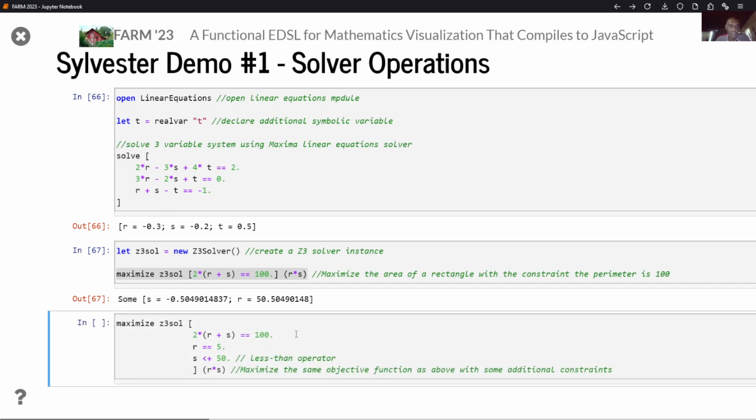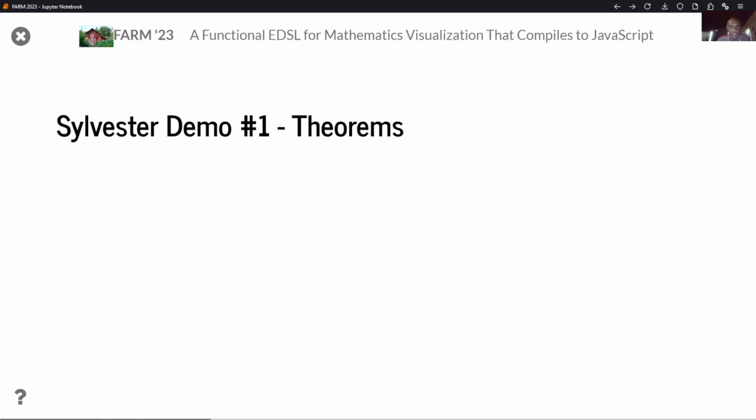Here's the same optimization problem, but we've added some more constraints. We set r equal to 5, and we use another constraint, and Z3 can solve this pretty easily again. Note that we're using this double equal sign operator, so I'll come back to that when we look at the logical operations in Sylvester.